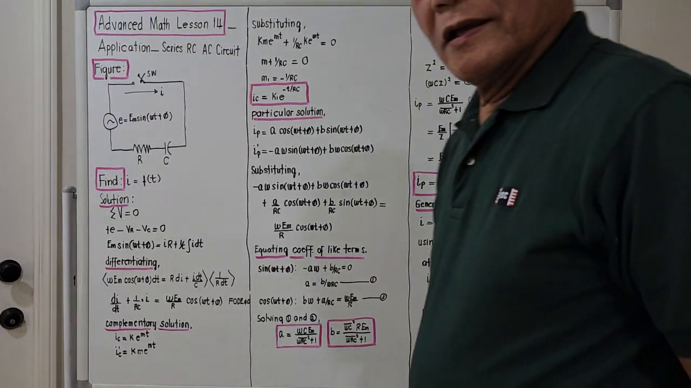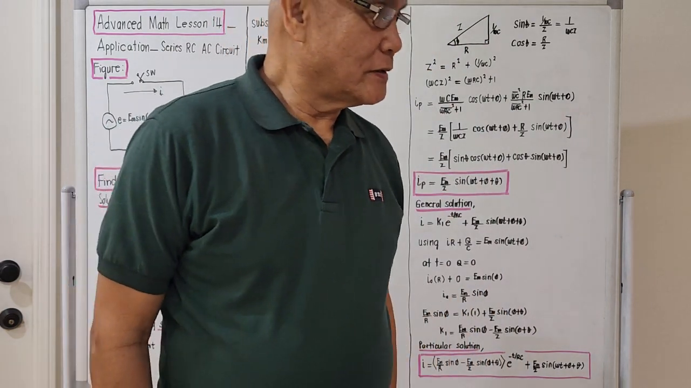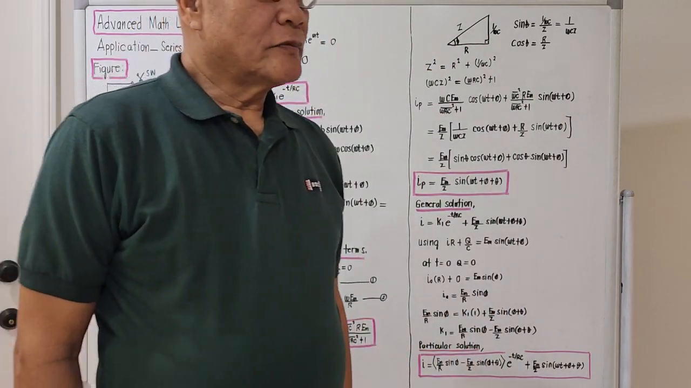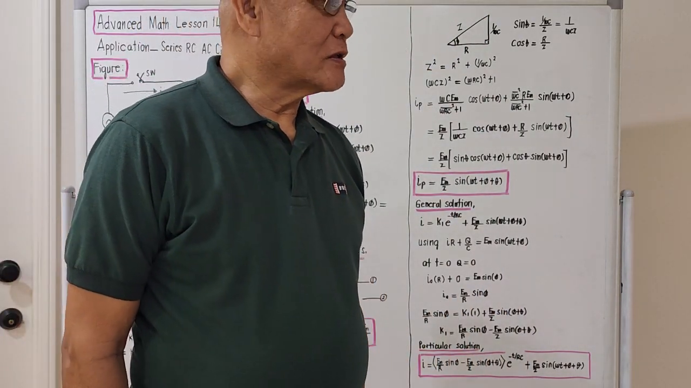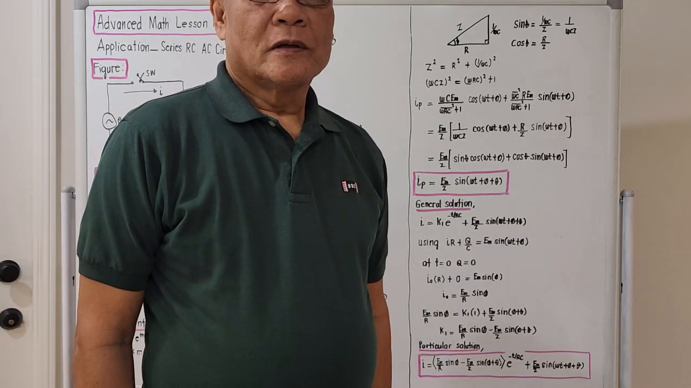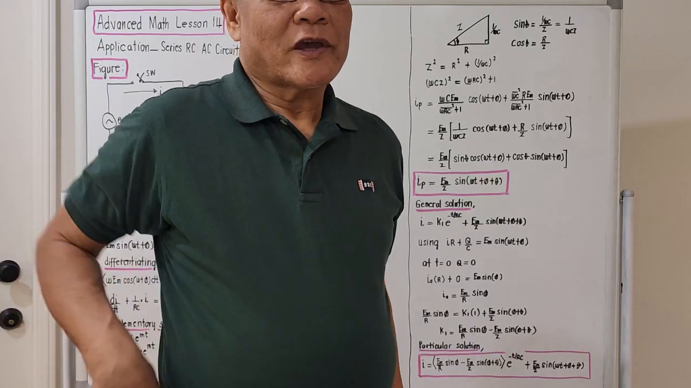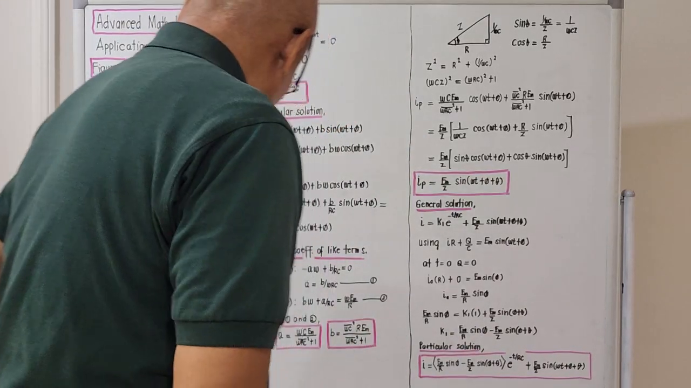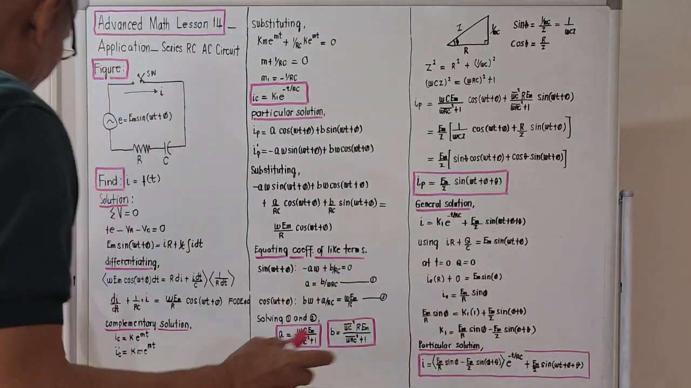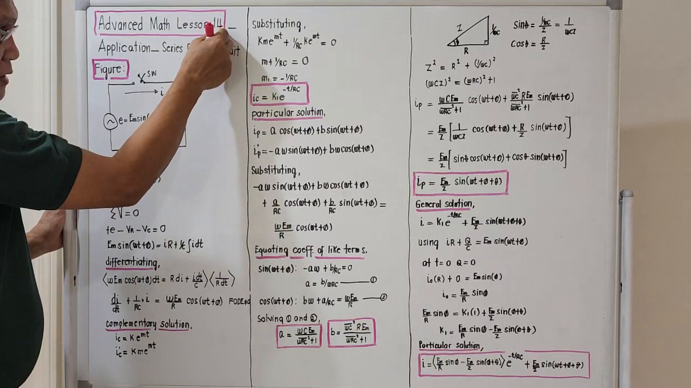My lesson for tonight will be an interesting topic. This is one of the most complicated problems in electrical transients, and it falls under the study of advanced mathematics. Okay, let's proceed. My topic for tonight is advanced mathematics, lesson number 14.